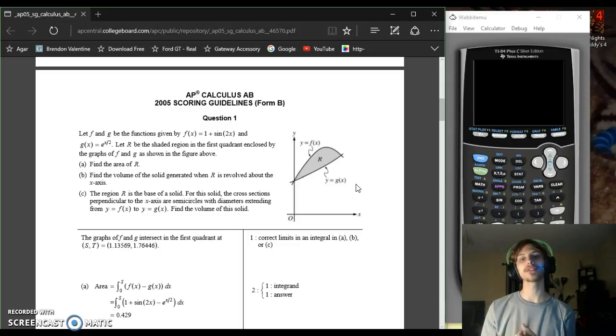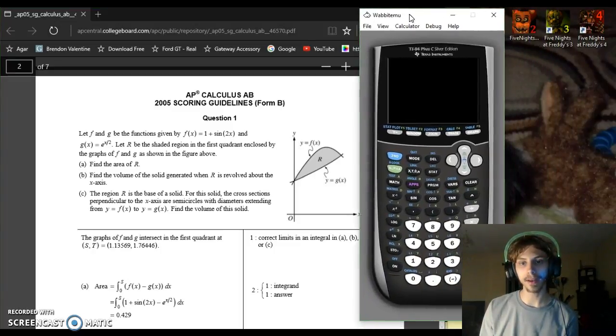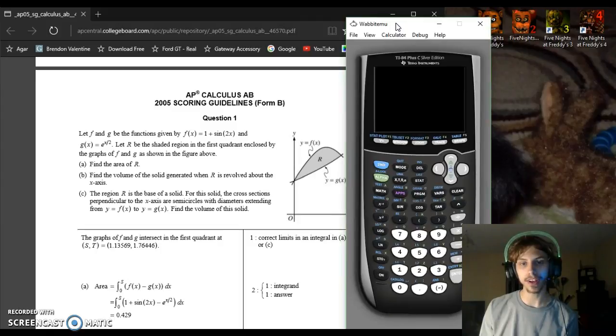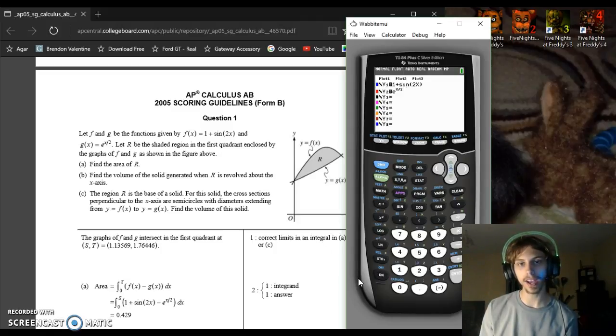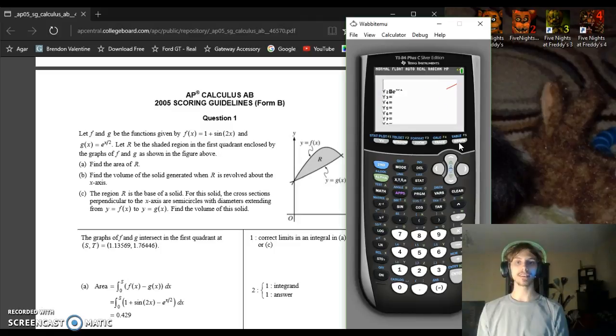Before we get started with this question, it is recommended that I get my trusty calculator and turn it on. Now, what I preemptively did was put in the equations and graph them as such.